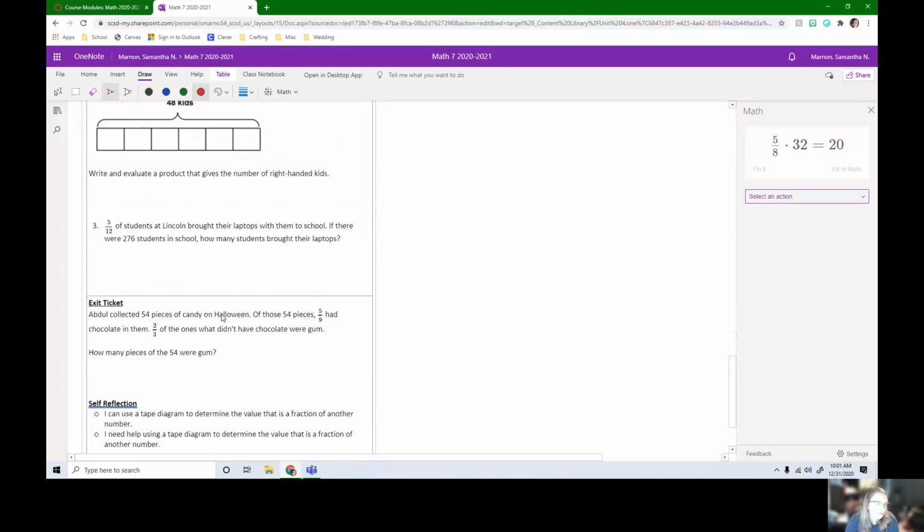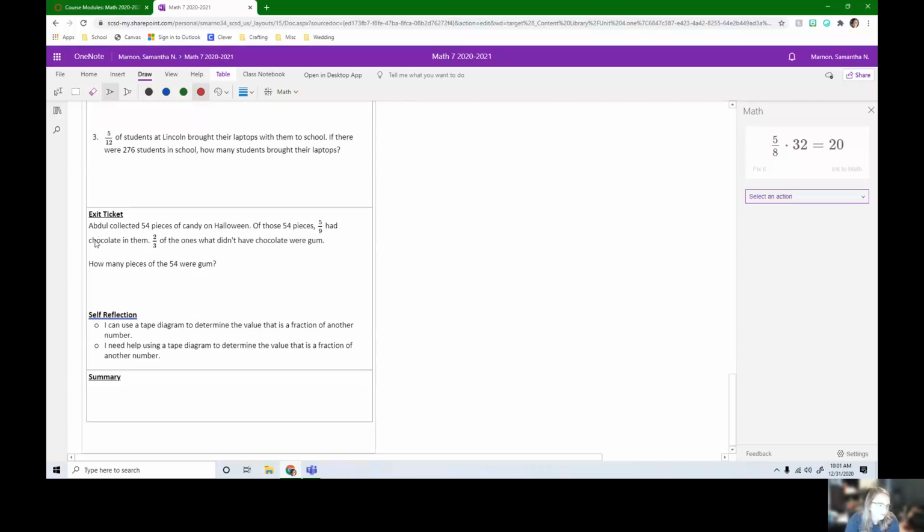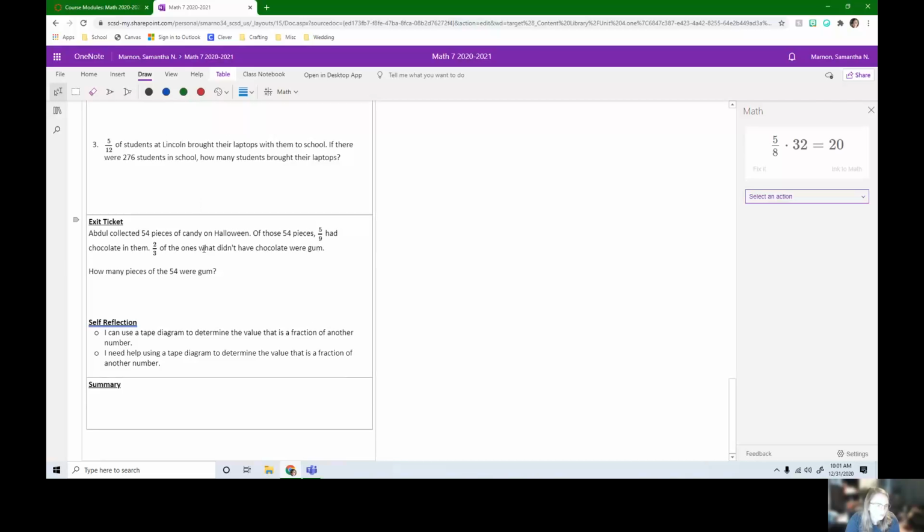So making sure this gets completed, I'll read the exit ticket for you. Abdul collected 54 pieces of candy on Halloween. Of those 54 pieces, 5/9 had chocolate in them. 2/3 of the ones that didn't have chocolate were gum. How many pieces of that 54 were gum? So you need to figure out how many didn't have chocolate and how many were gum.